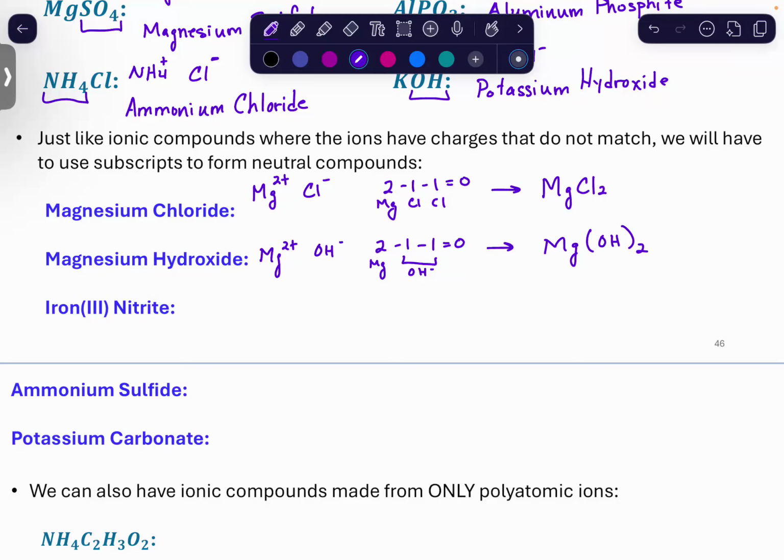So here's one, iron 3 nitrite. Okay, well, iron 3, great. So the Roman numeral helps us out. That tells us automatically that the iron has a +3 charge.